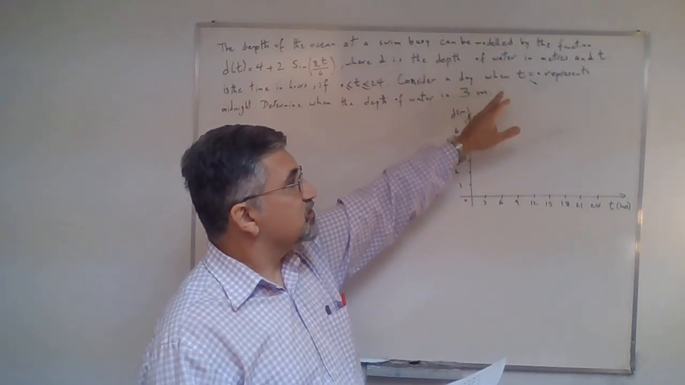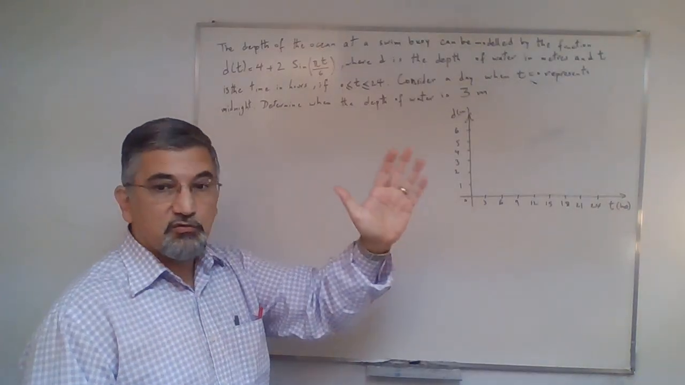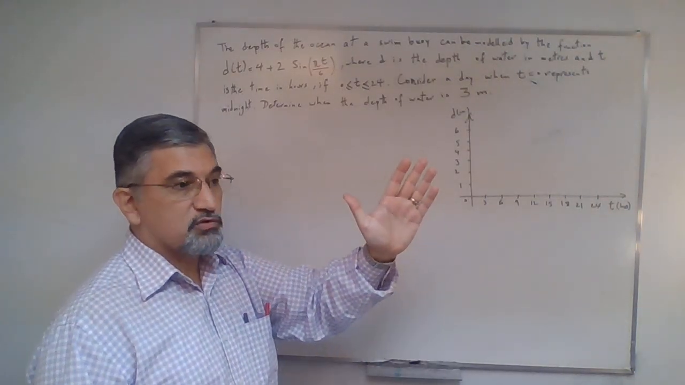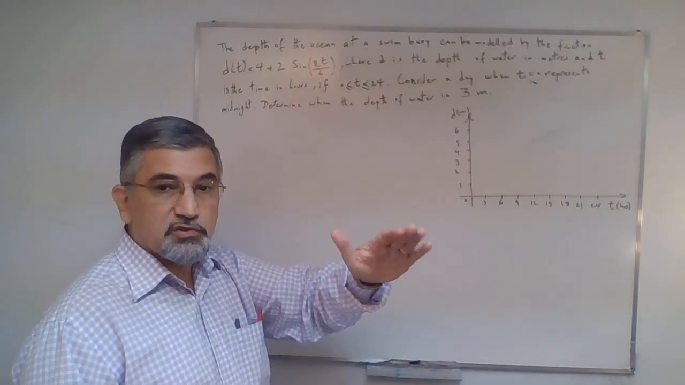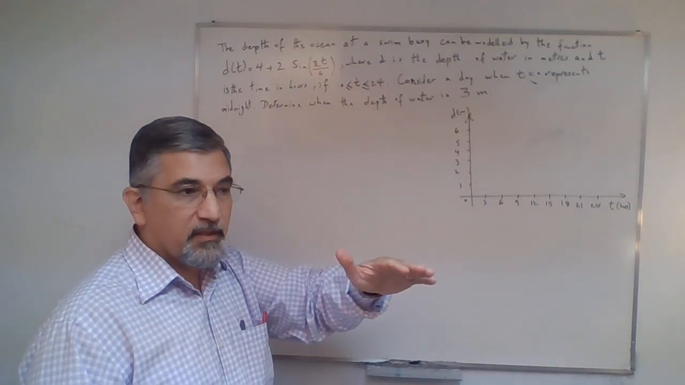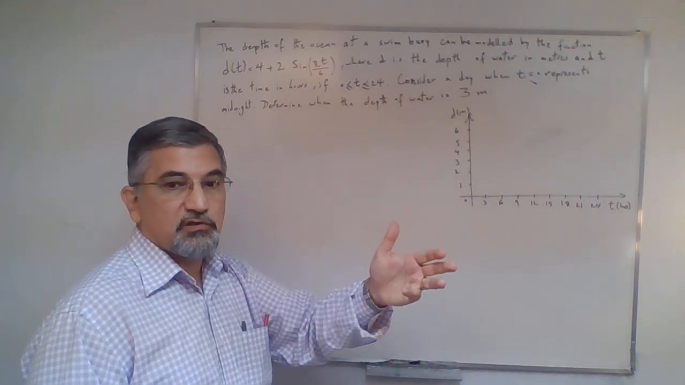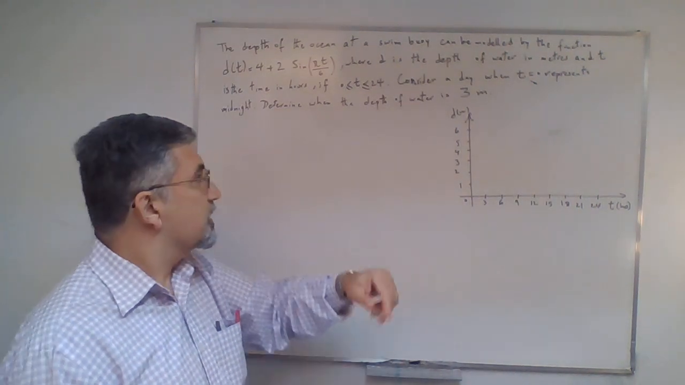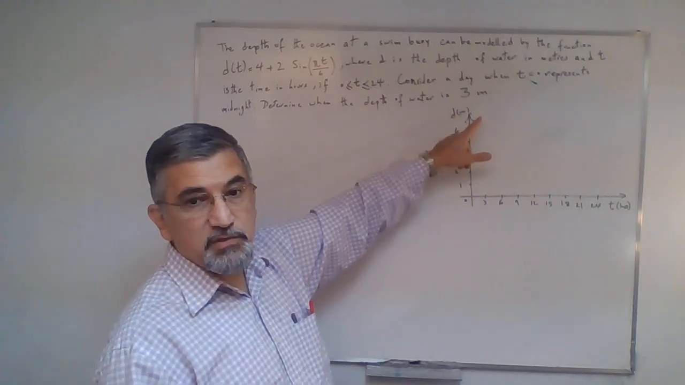consider a day when t equals 0 represents the midnight. So basically t equals 0 is the midnight, so t equals 1 would be actually 1 a.m., and t equals 2 would represent 2 a.m., and t equals, let's say, 11 would represent 11 o'clock in the morning, just before noon. And it says determine when the depth of the water is 3 meters.